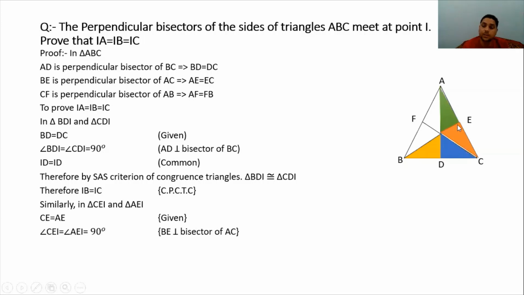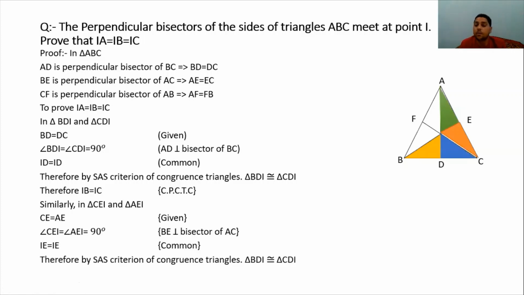One more thing, IE is perpendicular, so the angle at point E is 90 degrees each here. Then we have a common side, IE. So again we have side angle side. By the side angle side criteria, the two triangles are congruent to each other. And by CPCTC, we can say that IC and IA are equal.